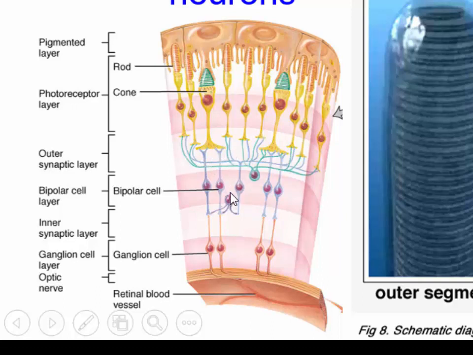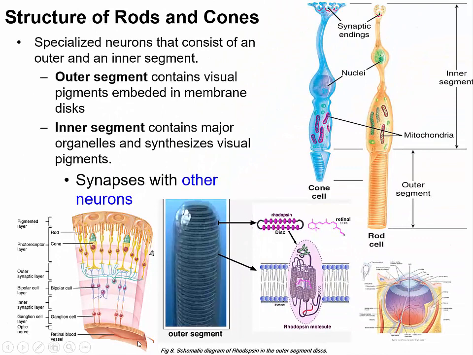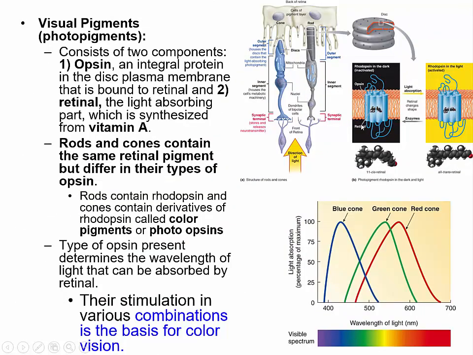Those bipolar cells will send information to the ganglion cells, and then those ganglion cells, the axons of which are going to become the optic nerve. So when you look at the visual pigments that are embedded in these discs, they consist of two components. They have opsin and they have retinal.